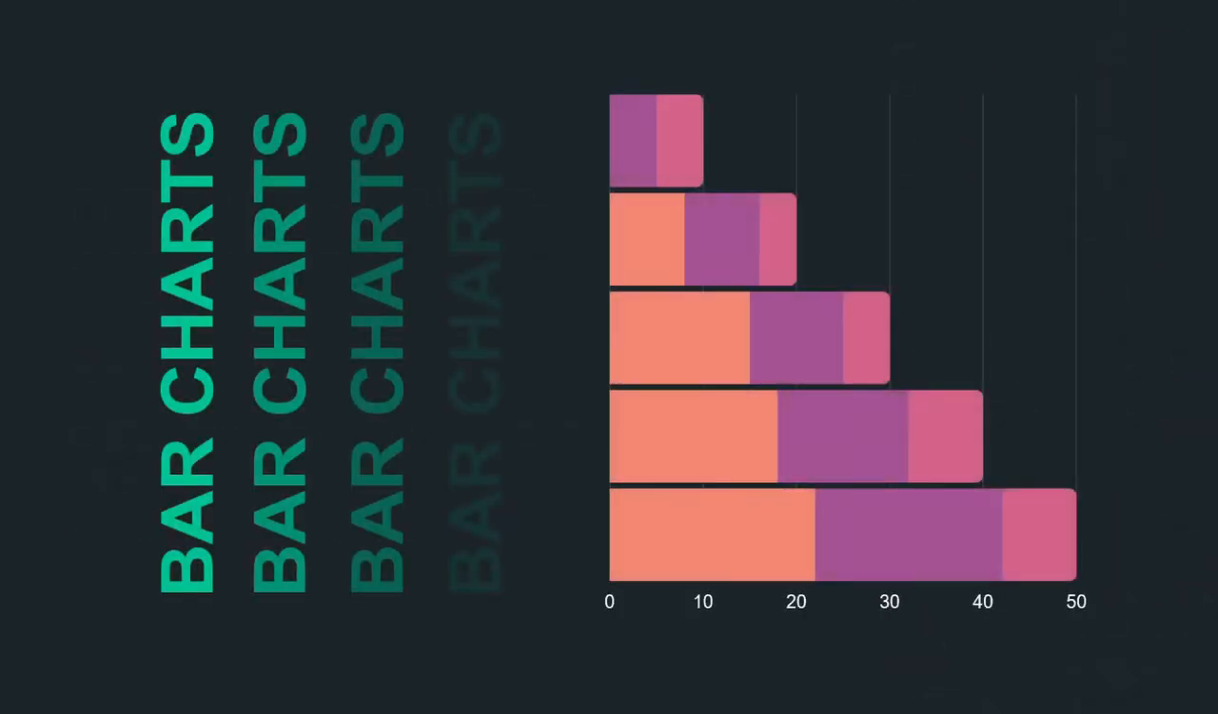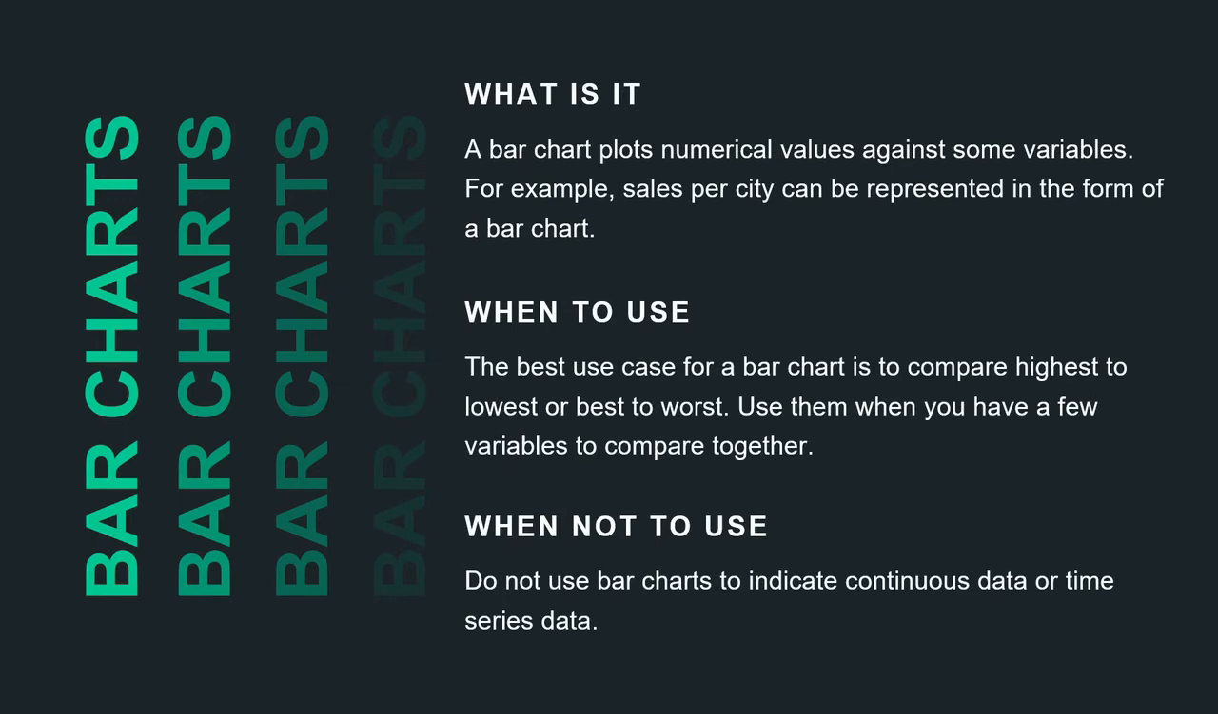The first chart type is a bar chart. Bar charts, also known as column charts, are the most common of chart types. They are used to plot numerical values against your data point. You can use them to represent and compare data from highest to lowest or best to worst. Only use bar charts when you have a few variables to compare.